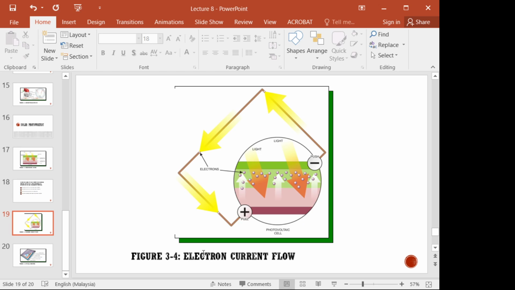Alright, so this is the electron current flow in PV, and as I said before, it flows from the negative side of the semiconductor and flows through the circuit to the positive side of the PV, and that creates electricity.